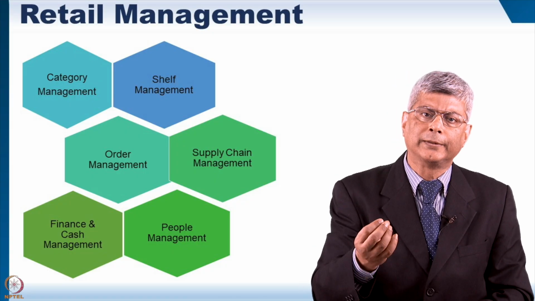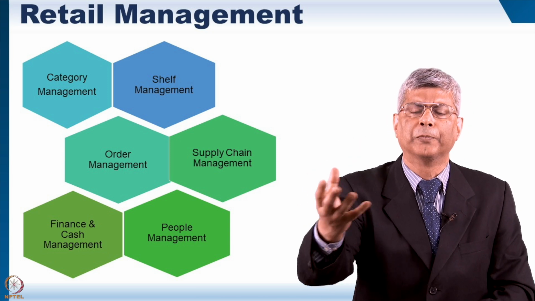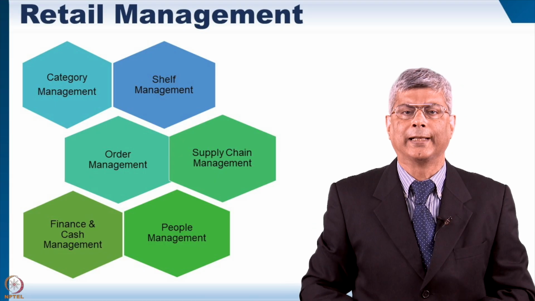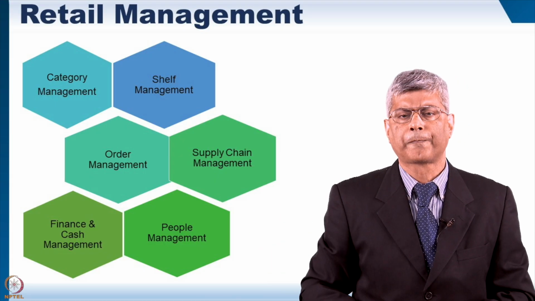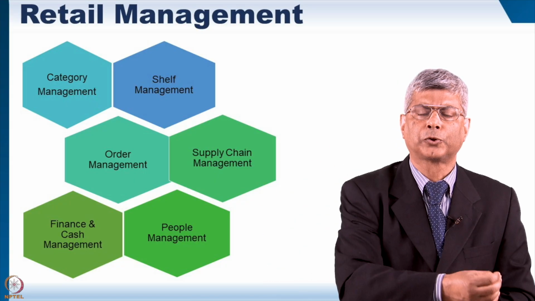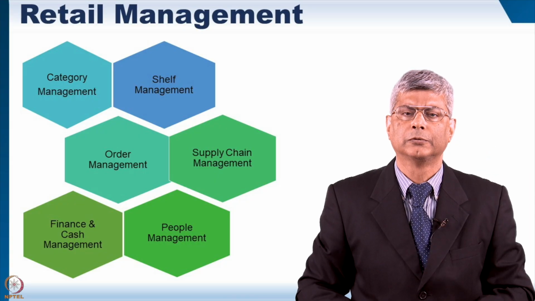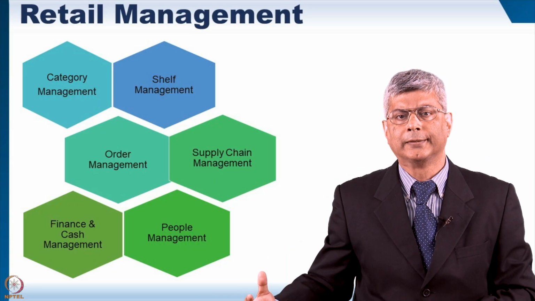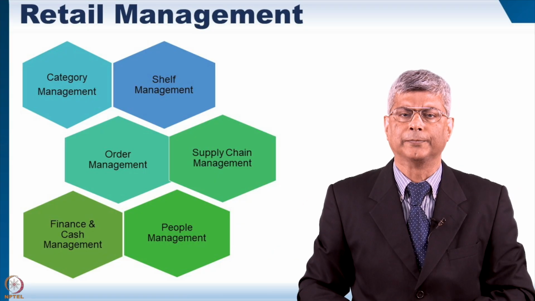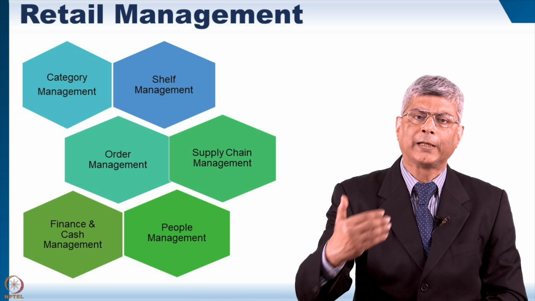It essentially means that the retailer, whether it's a small store or a big store in a big mall or an online retailer, they have to first of all decide what categories to sell. Should I sell electronics or soaps? Should I sell cars or scooters? Should I sell food or should I sell creams and lotions and beauty care products? So that's category. Which category should I sell? That's called category management. The next part is shelf management.